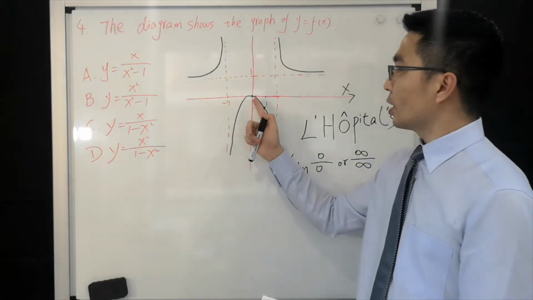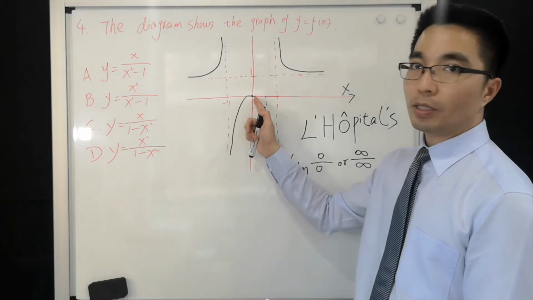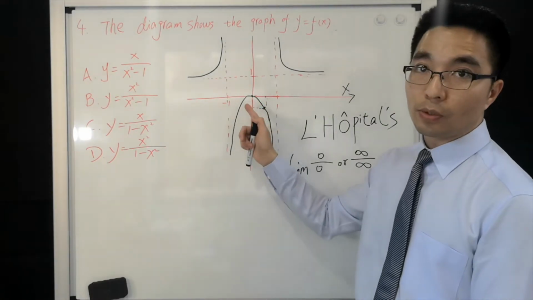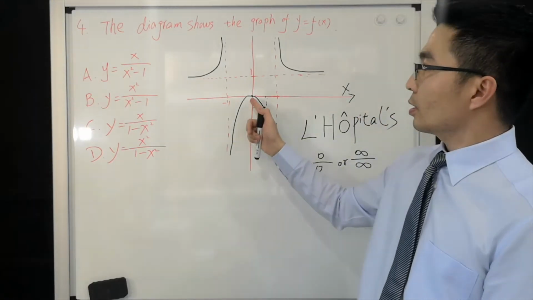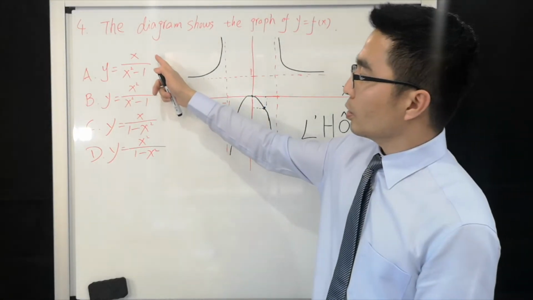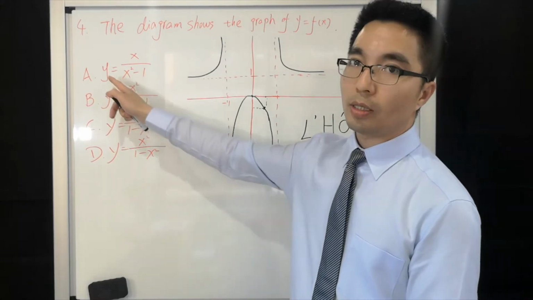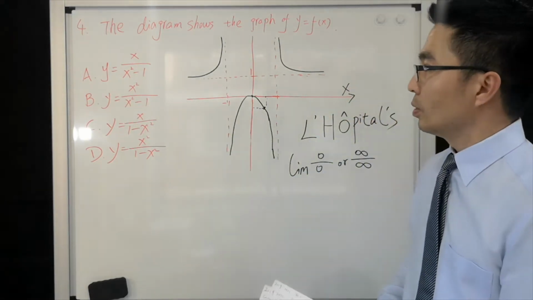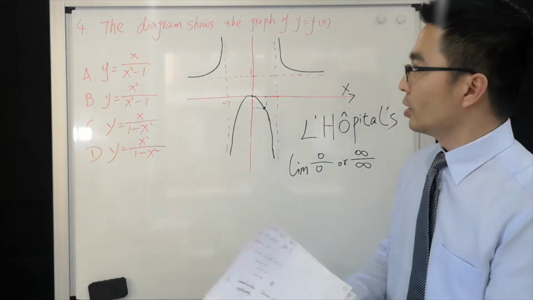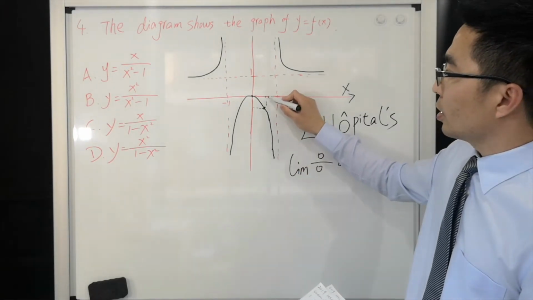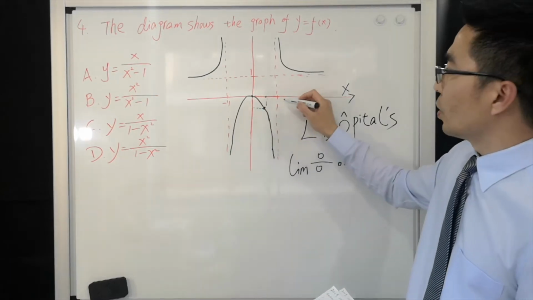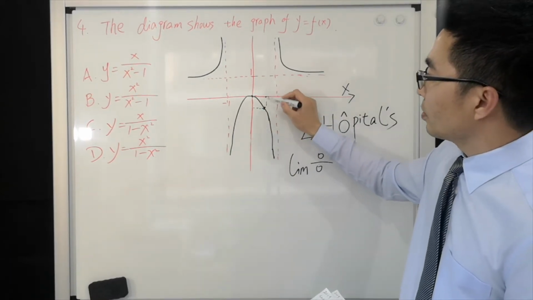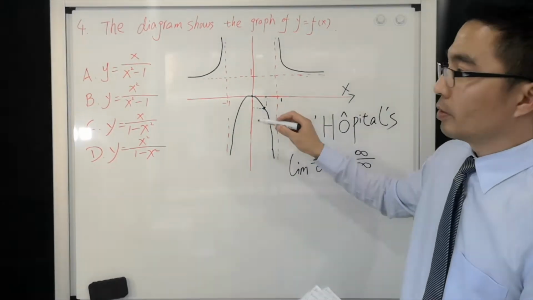For example, we can choose the origin: x equal to 0, y should be equal to 0 as well. But all of them can meet this condition, so it's nonsense. We can choose another point from here, between 0 and 1. At this point, the y should be negative.